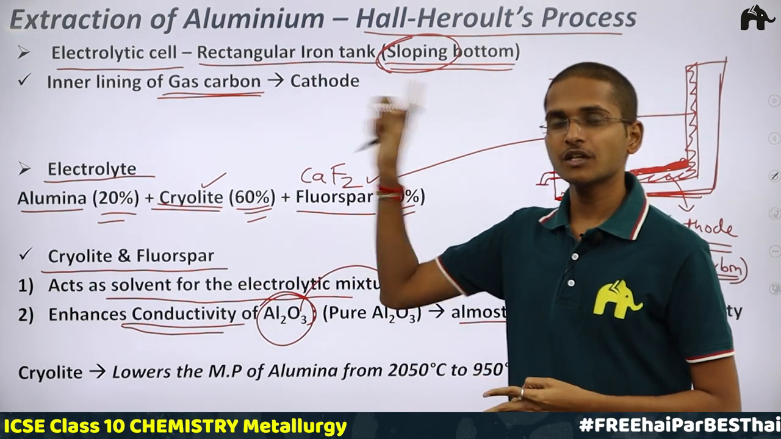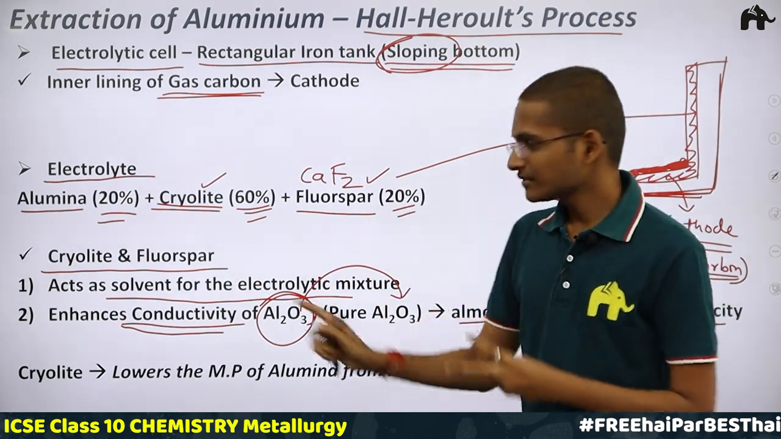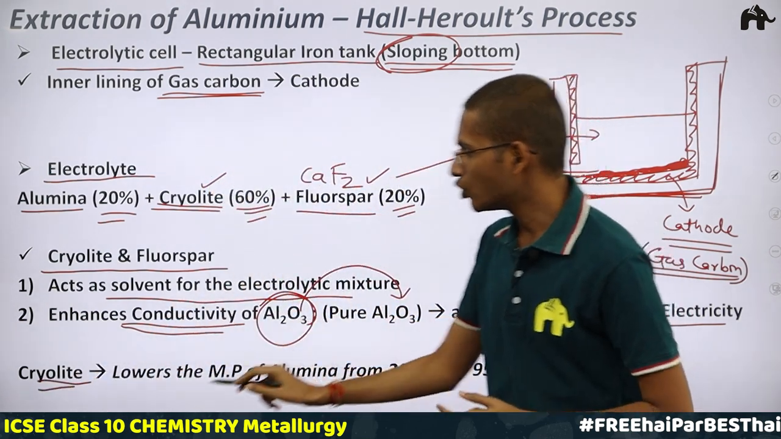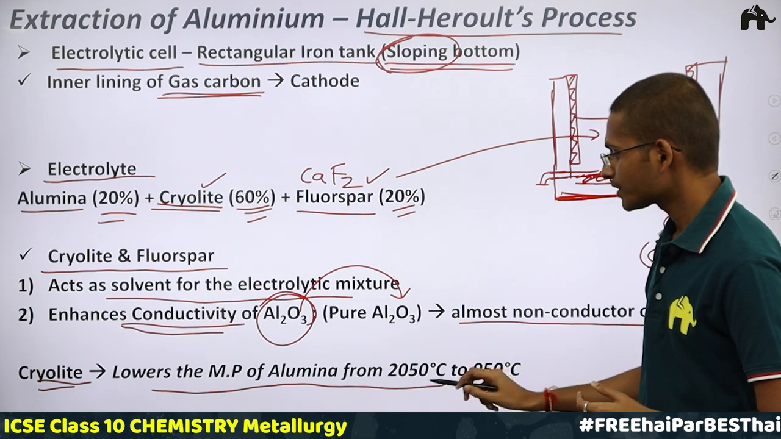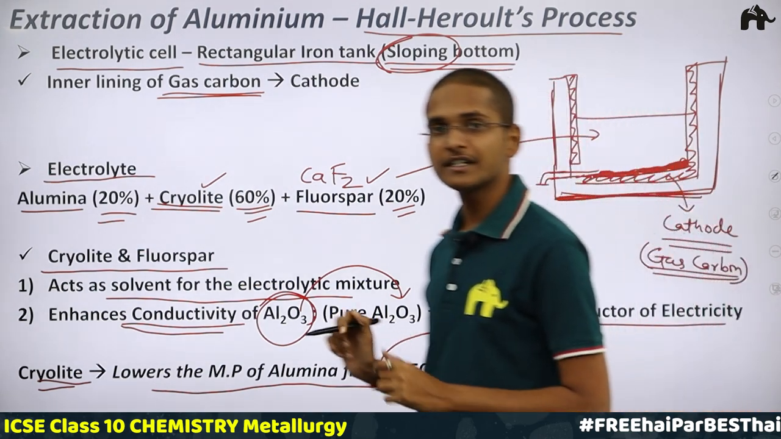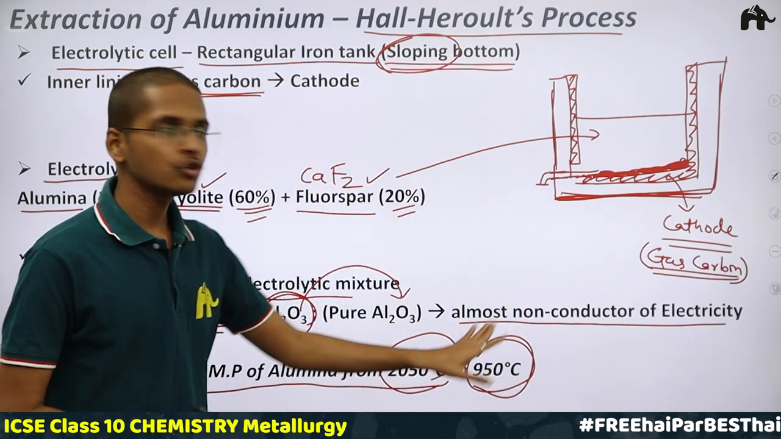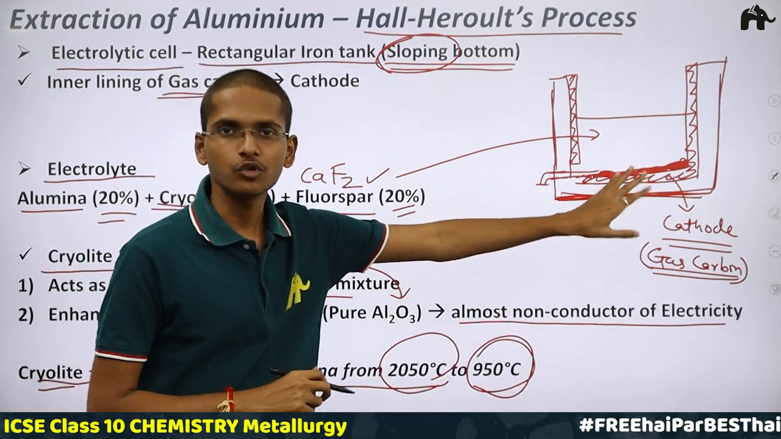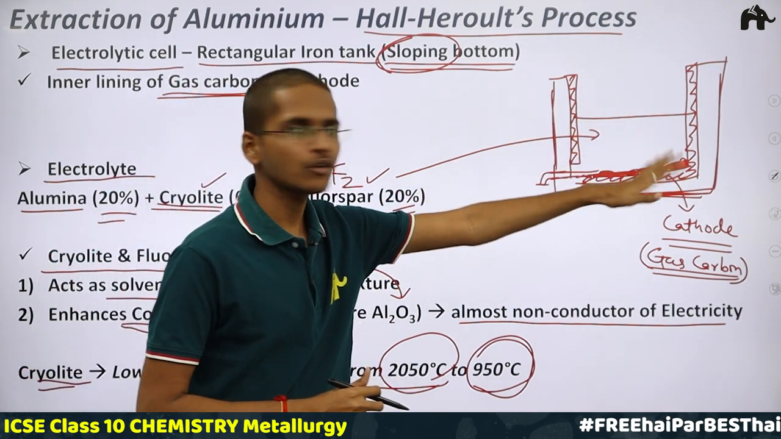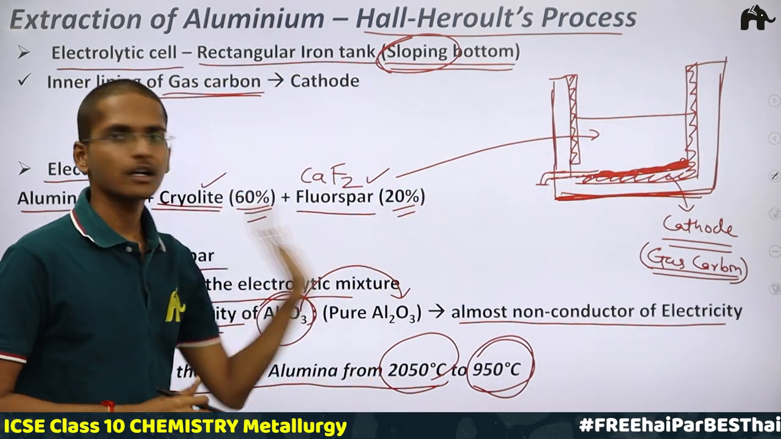Apart from it, we have just now seen the history. So in that, cryolite's function is very important: it lowers the melting point of alumina from 2050 degrees Celsius to 950 degrees Celsius. And at this 950 degrees Celsius, I have told you, aluminium would not vaporize. Aluminium is just present in the molten state, and so we can easily collect the molten aluminium because it would just settle down at the bottom of the tank.